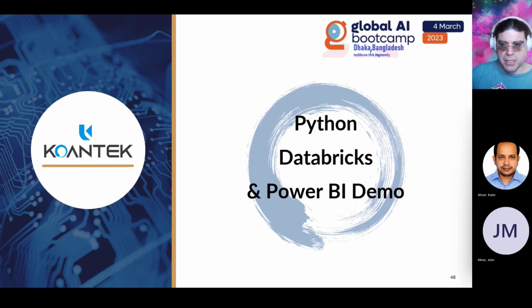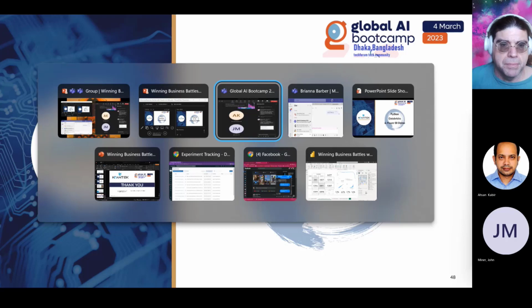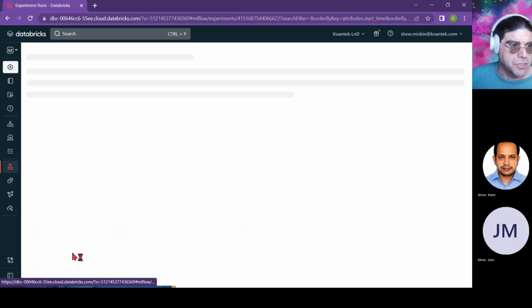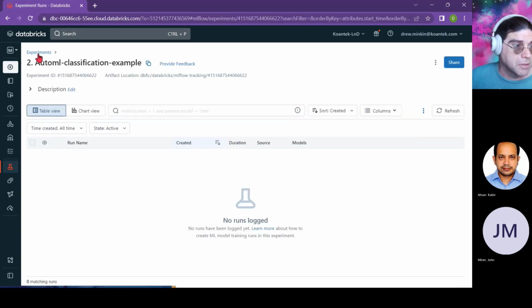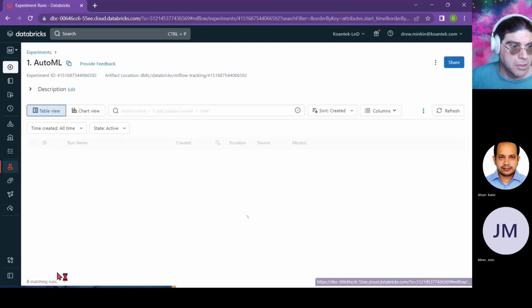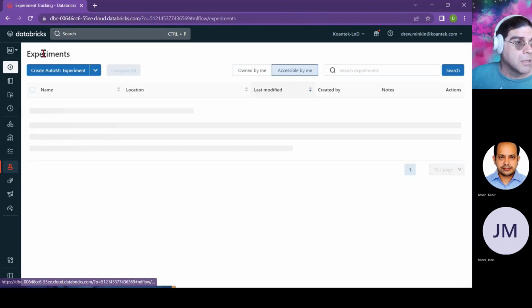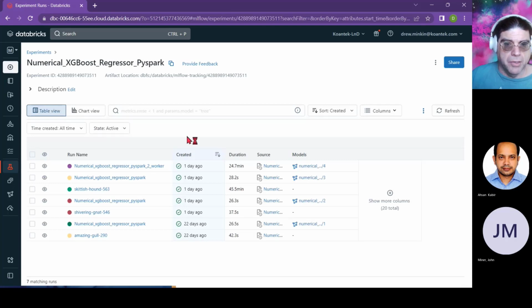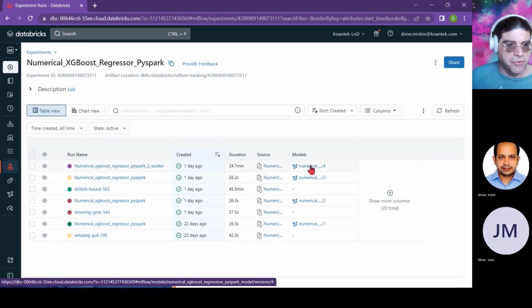So I think at this point we're overdue for a little bit of a demo, so let me just show you some work here. As an example, oops, sorry. Here's an environment where we can see different experiments that have happened, and we can see different models that have been generated from those experiments.